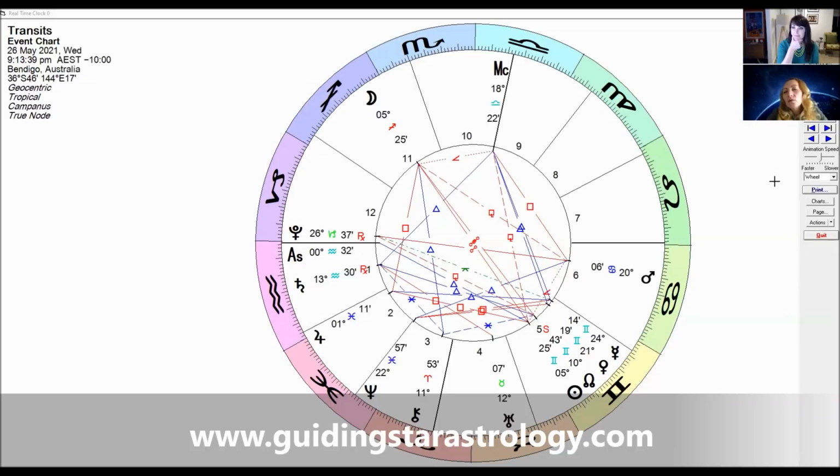The critical house for Mercury to transit is the 4th, because that's when you get your fair share in life.